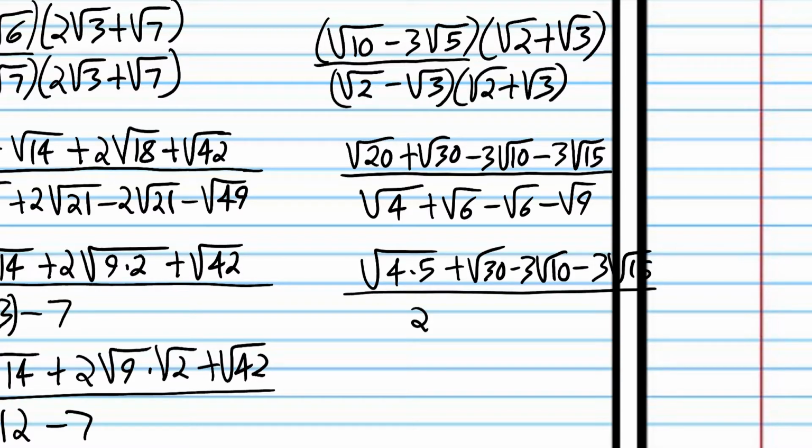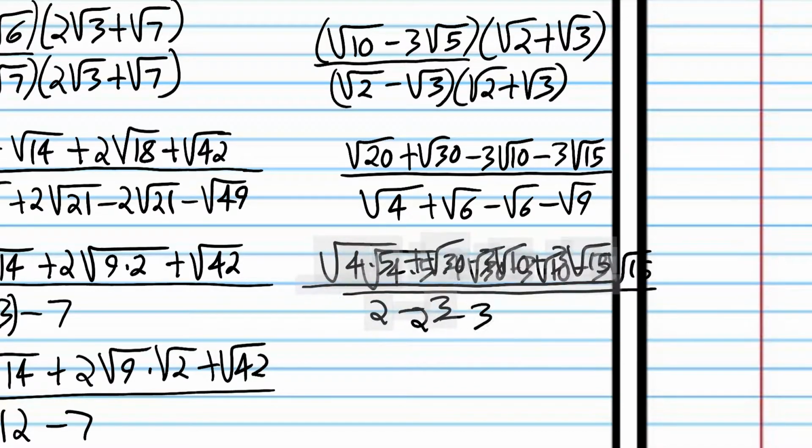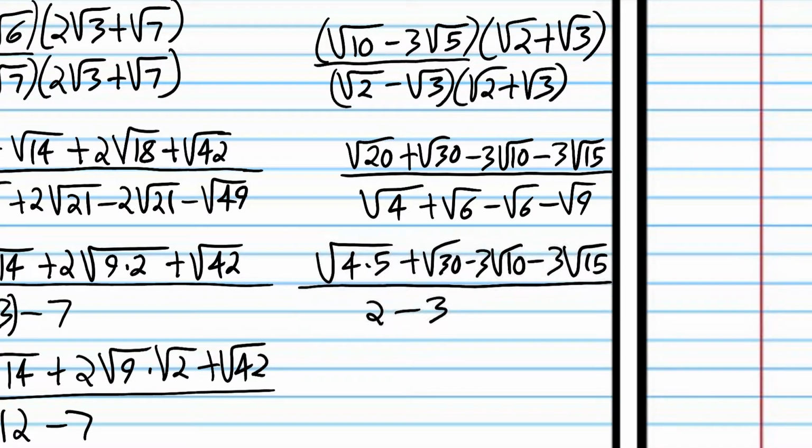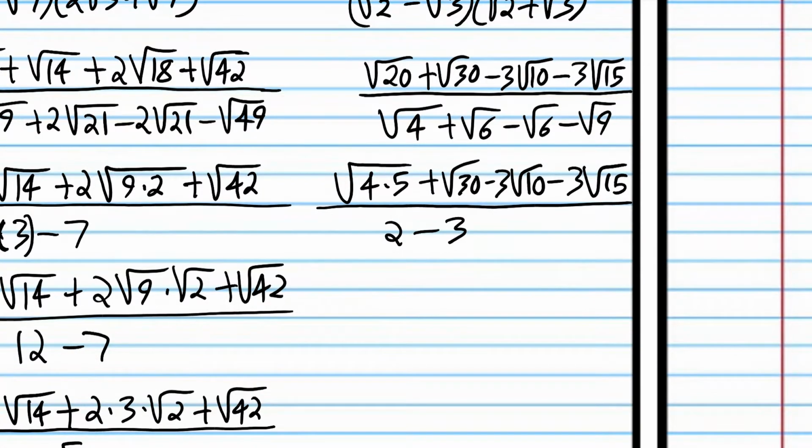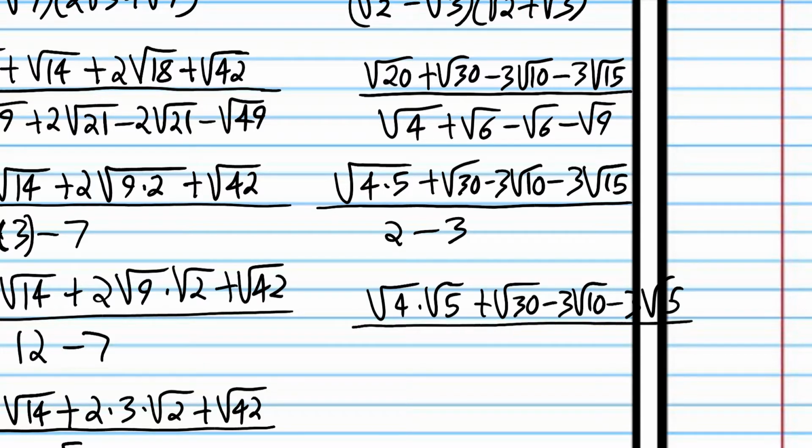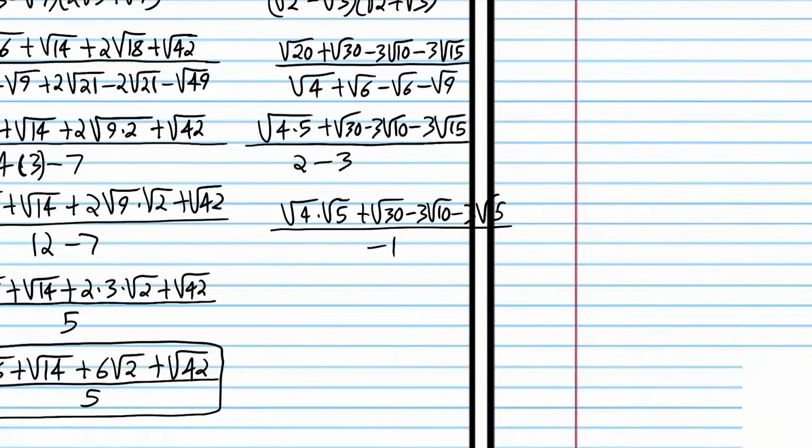And root 4 is 2. These inner terms cancel out. We have minus root 9, which is 3. We move that over. And so we're left with root 4 times root 5 plus root 30 minus 3 root 10. And I'm sorry, I keep running out of room here. It's hard to fit all this stuff on the page, and we get negative 1.